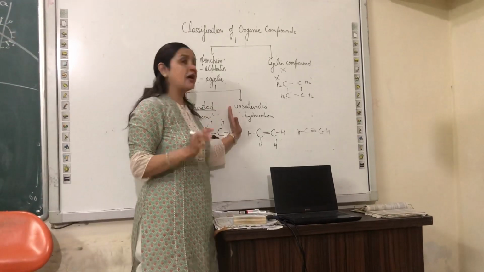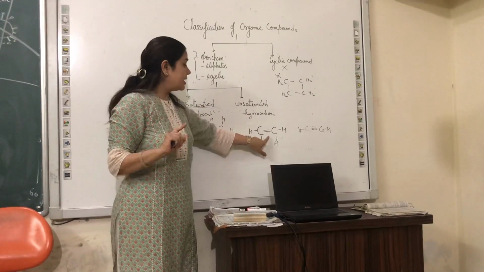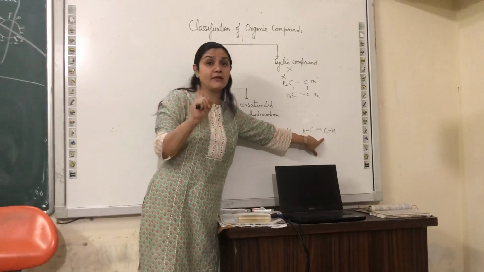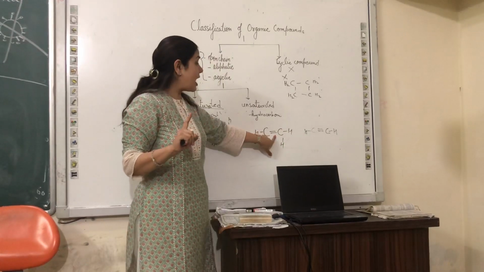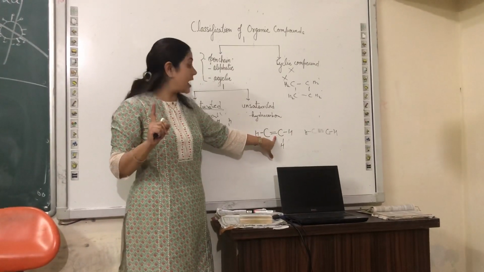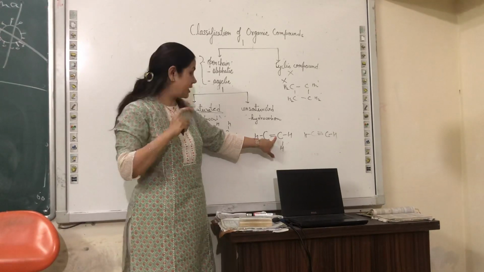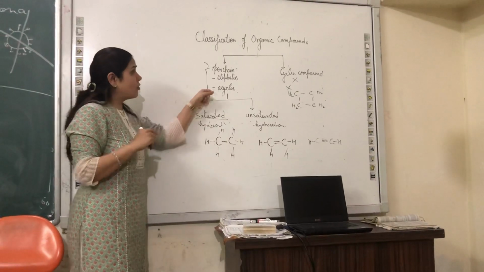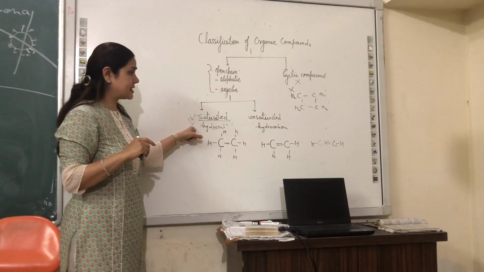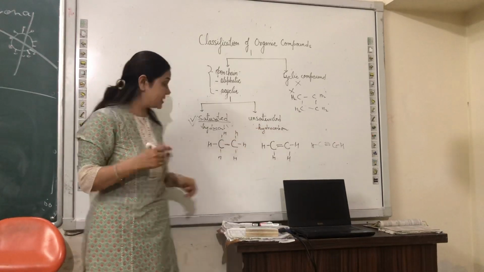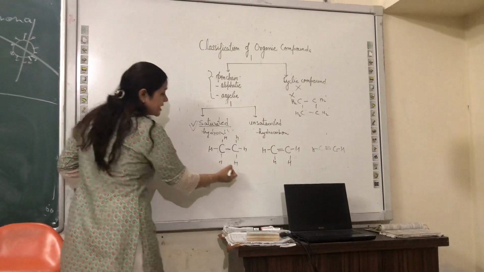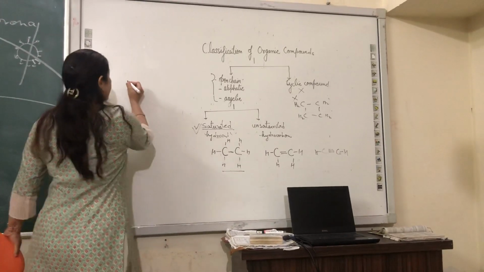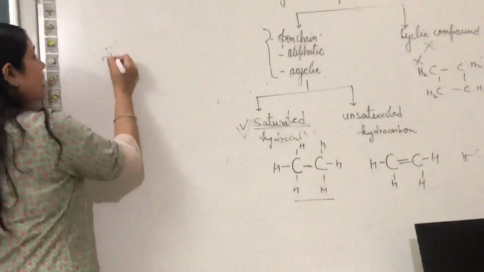But in the unsaturated hydrocarbons, there are 2 options. It may be a double bond between the 2 carbons or a triple bond between the 2 carbons, but never a single bond. So here all the 4 valencies of carbon are not satisfied by single bonds only; here it is a double bond, and here it is a triple bond. So finally, open chain or acyclic compounds are of 2 types, saturated or unsaturated hydrocarbons. Now the technical name of these saturated hydrocarbons is alkanes.